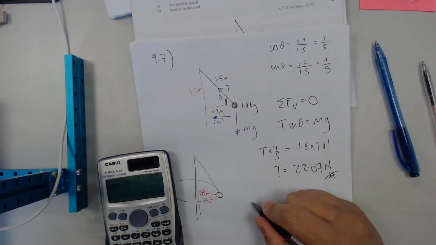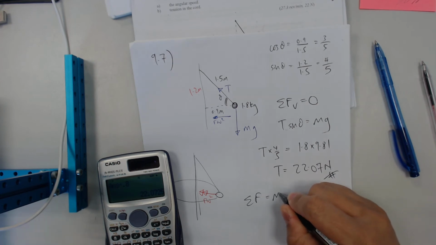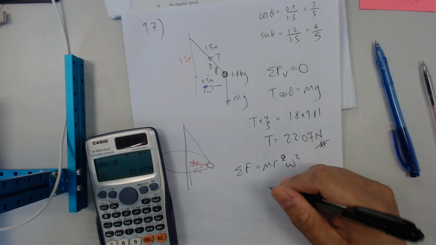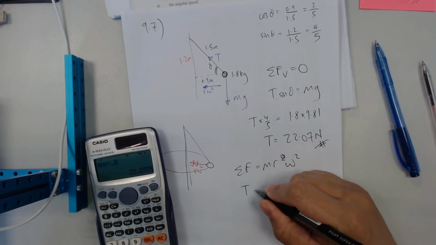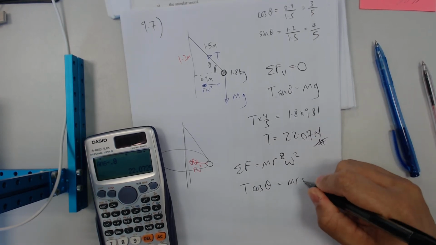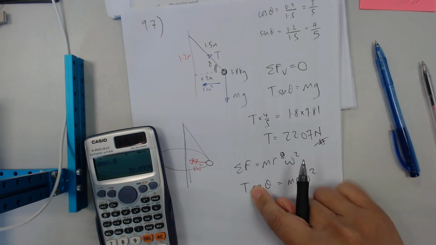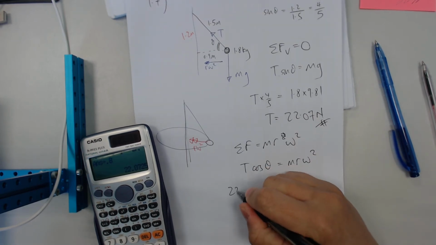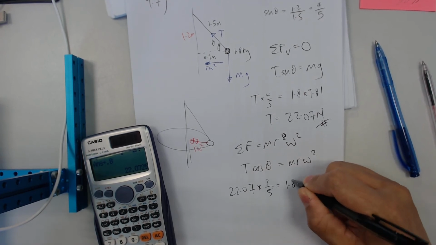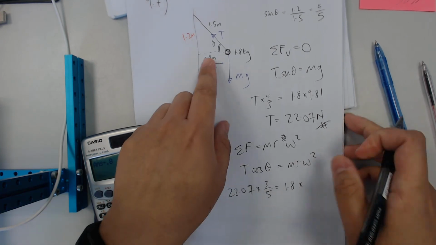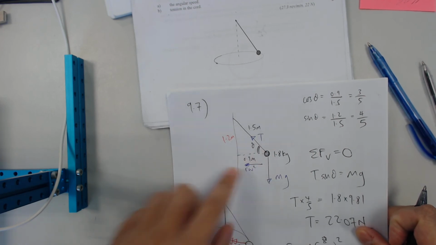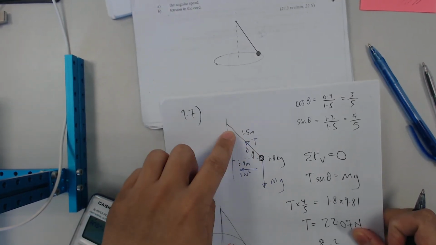Sum of forces equals to mr omega square. All right. So the forces would be T cosine theta. This is the only horizontal force, equals to mr omega square. So now, having found T, you just substitute the value in. 3 over 5, 1.8 times R. R is 0.9 because the path of the circle is of radius 0.9, not 1.5.